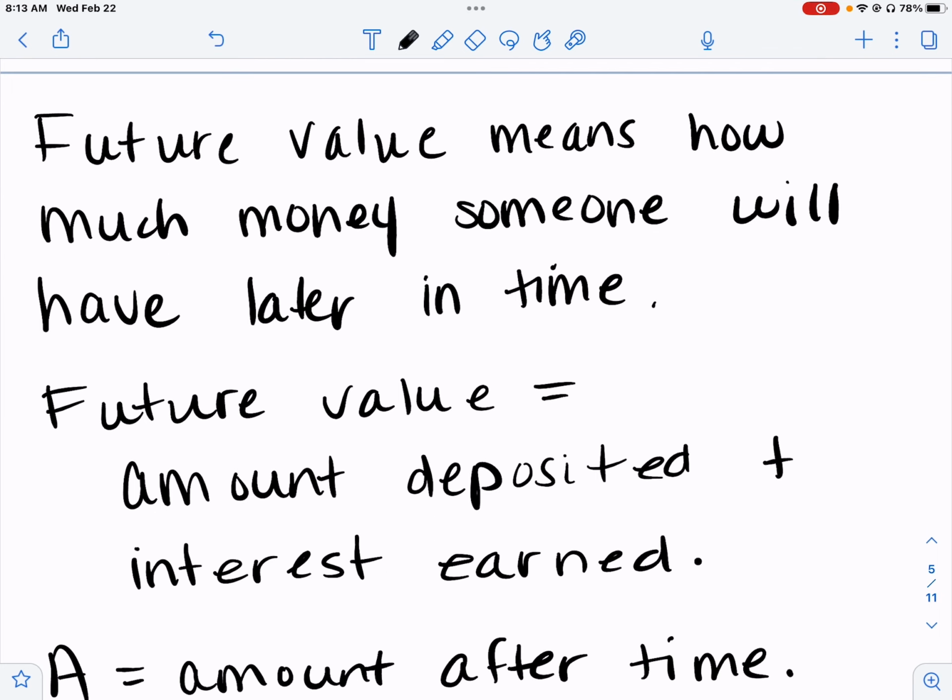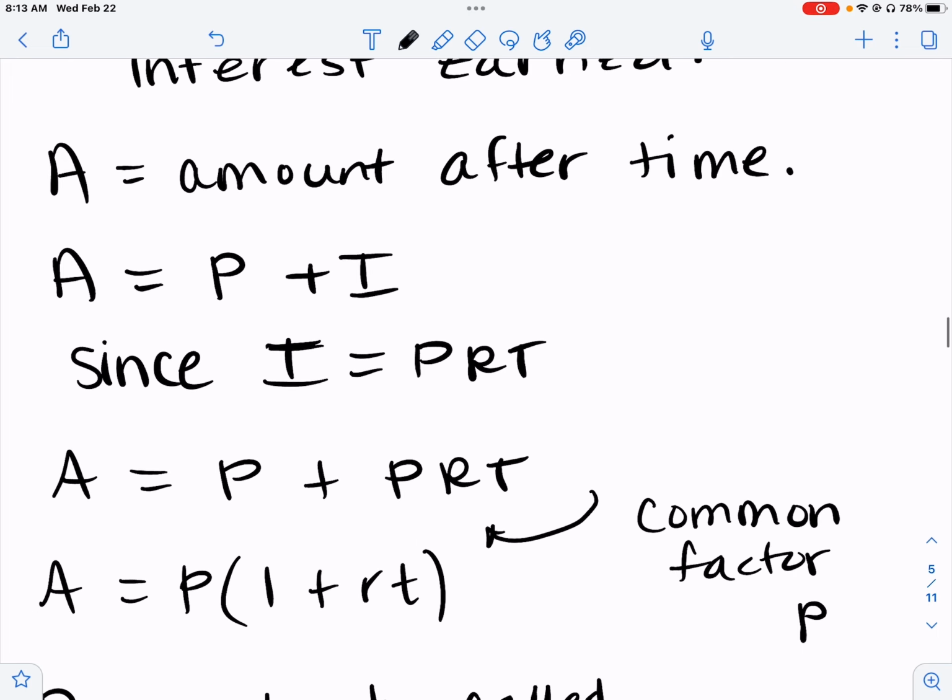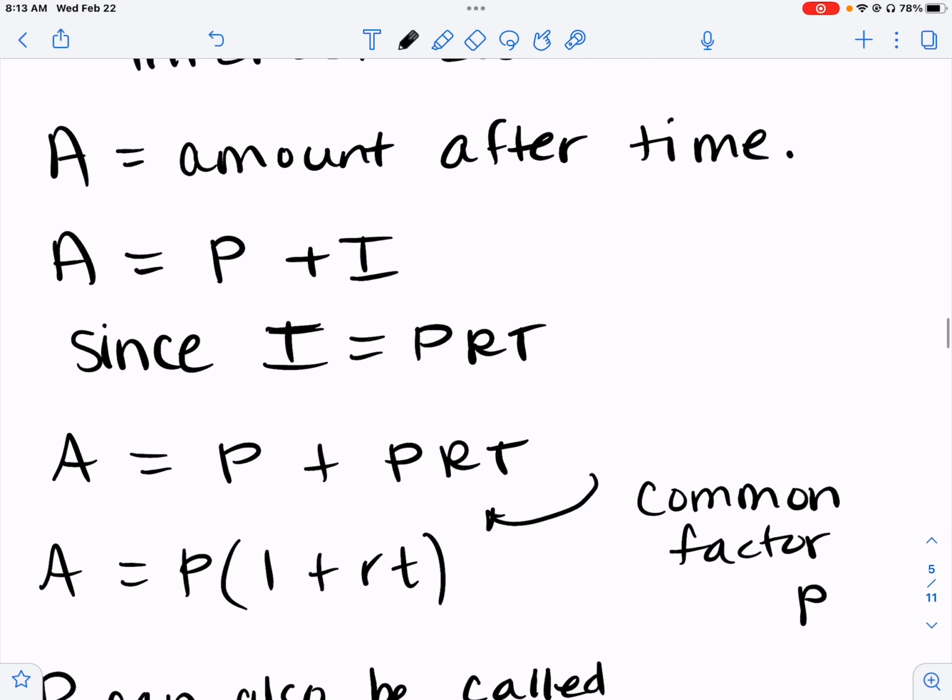Future value means how much money someone will have later in time. This means we're going to deposit money into an account and we're not going to put anything else in. We're not going to take anything out. The future value is the amount deposited plus the interest earned. So the amount after time is going to be A. A is our principal plus our interest, how much money we put in plus the interest.